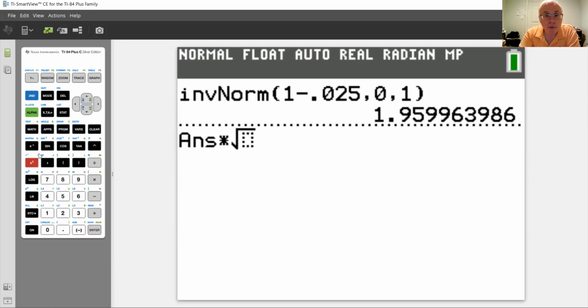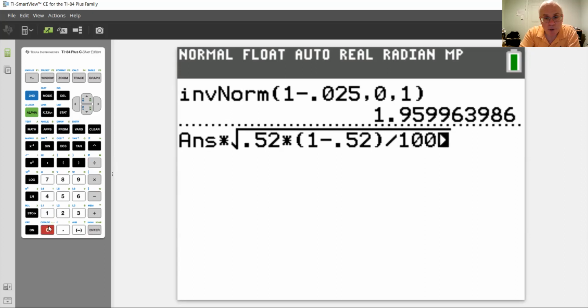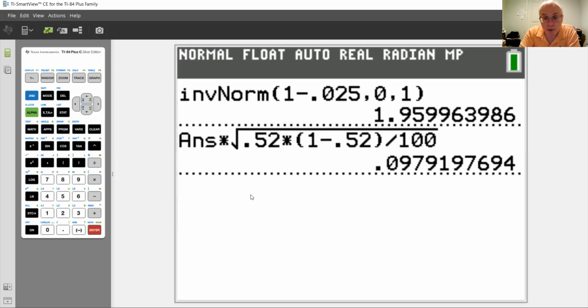Now, the sample proportion is 0.52. And I'm going to multiply that by, in parentheses, 1 minus 0.52. And then I'm going to take the square root of that. Then I'm going to divide by the sample size, 100. That's the number of nuts. Hit enter. And this number here, 0.0979, is our margin of error.